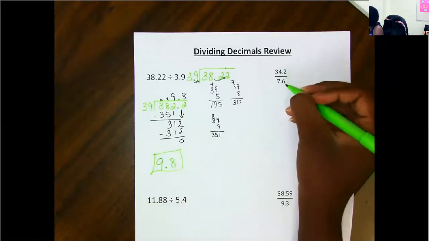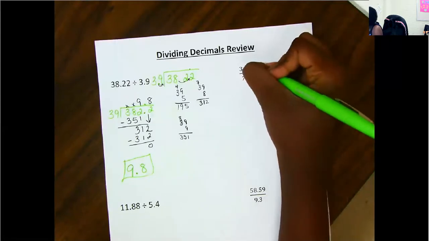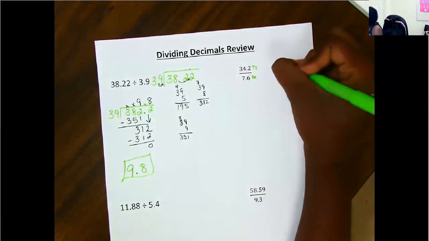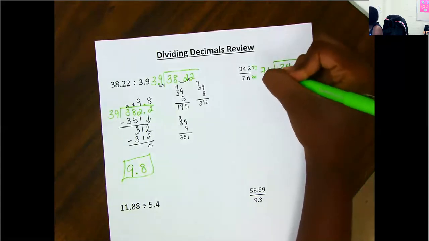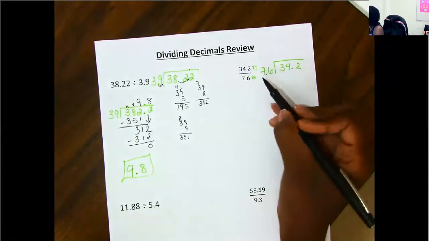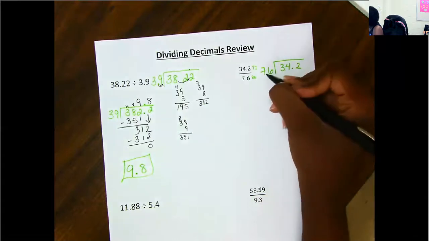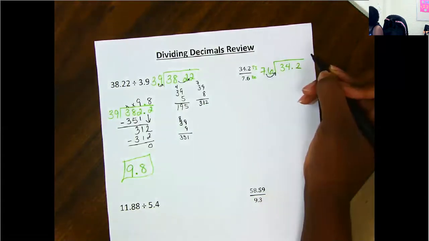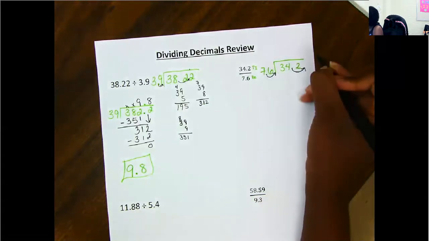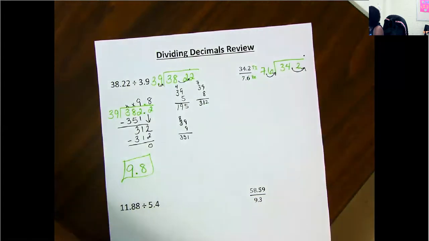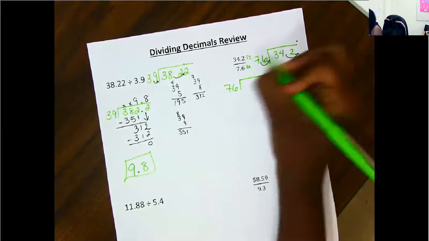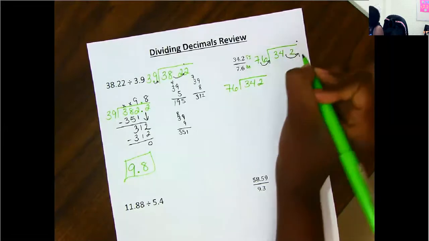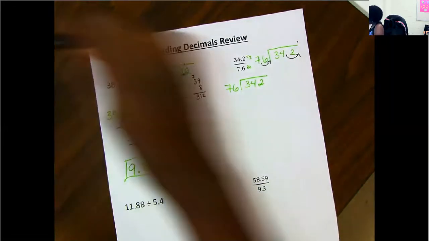All right, let's look at our next one. 34.2 divided by 7.6. So here we're going to use Tybo to set it up. So top in, 34.2, bottom out, 7.6. Again, we cannot have a decimal in our divisor. Kick the ball to the wall. I moved it once. So I'm going to do the same thing on the inside. I'm going to rewrite it. 76 is now on our outside, and we have 342 for our inside. Now we're going to divide.